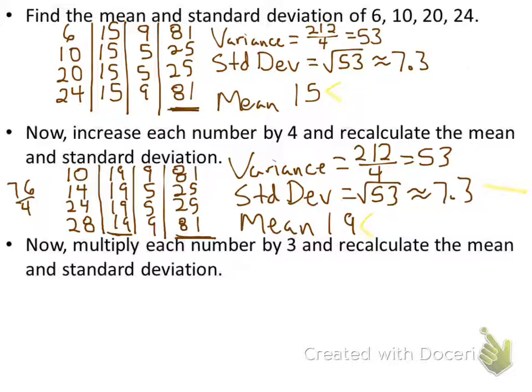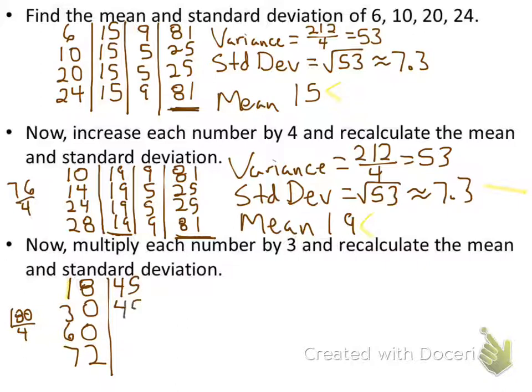All right, now we're going to multiply each number by 3 and recalculate the standard deviation. So I have 18, 30, 60, and 72. So what do you think is going to happen? Well, let's find out. If I add 30, 60, 72, and 18, I get 180. 180 divided by 4 is 45. So that's my second column, the mean.